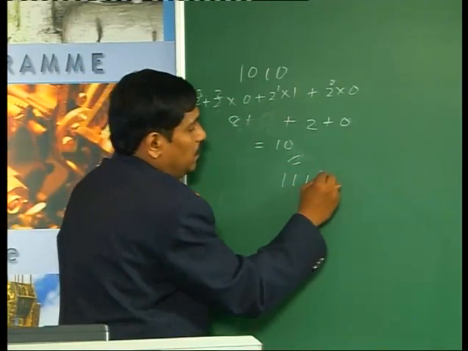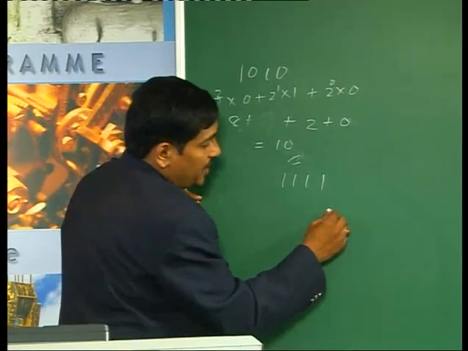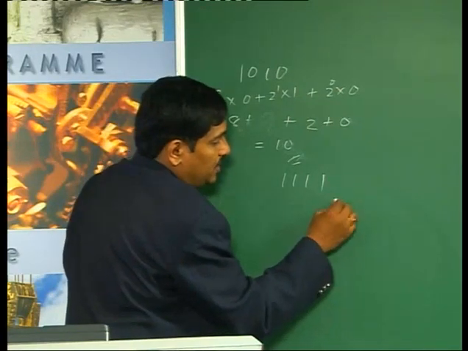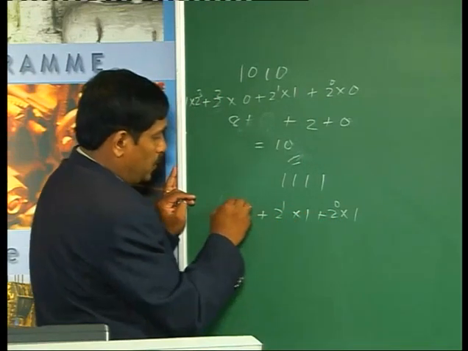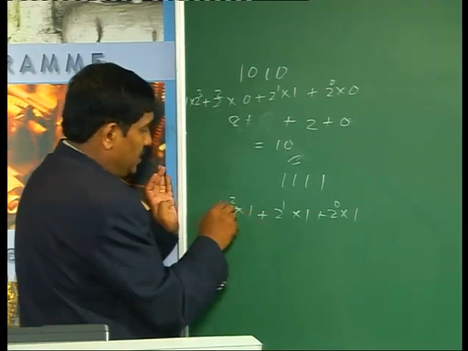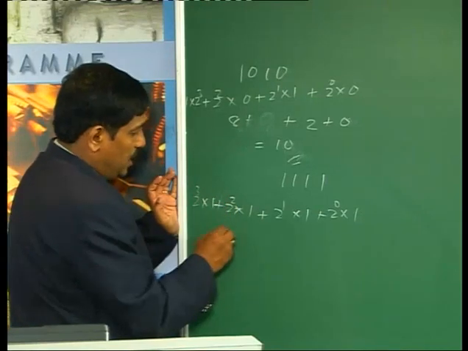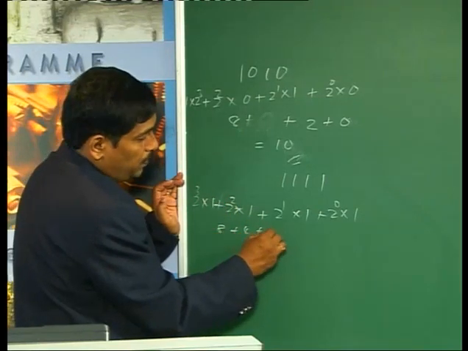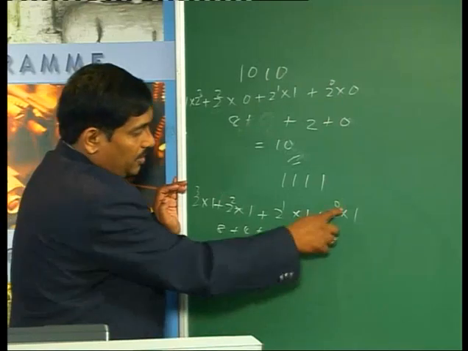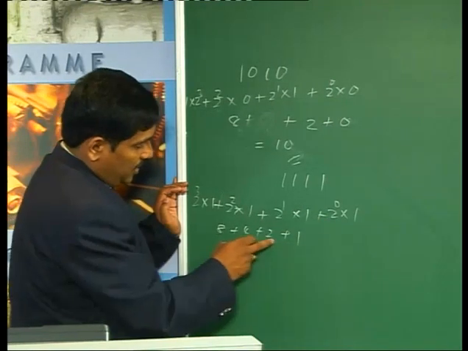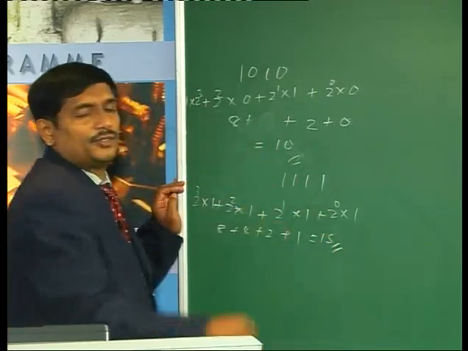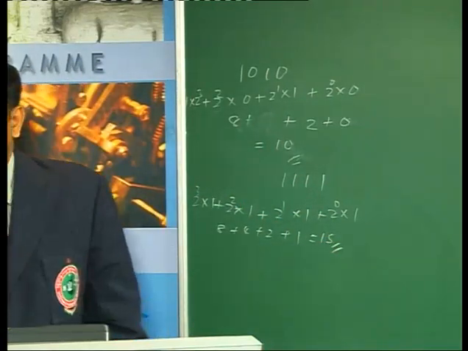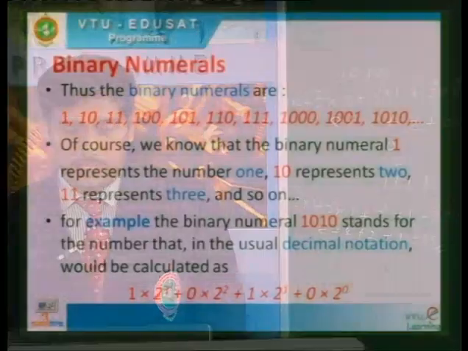Similarly, we can find the value for 1111. That is 1 times 2 power 0, plus 1 times 2 power 1, plus 1 times 2 power 2, plus 1 times 2 power 3, which is 1 plus 2 plus 4 plus 8, that is 15. These are the values; this is how you find the binary to decimal conversion.